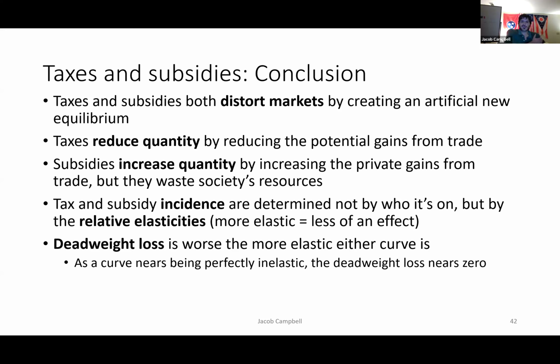Tax and subsidy incidence are determined not by who it's on, not by who pays the tax or who gets the subsidy, but rather by the relative elasticities. The more elastic it is, the less of it gets passed to you. And the deadweight loss is going to be worse the more elastic either curve is. And as a curve becomes very inelastic, the deadweight loss will get close to 0.